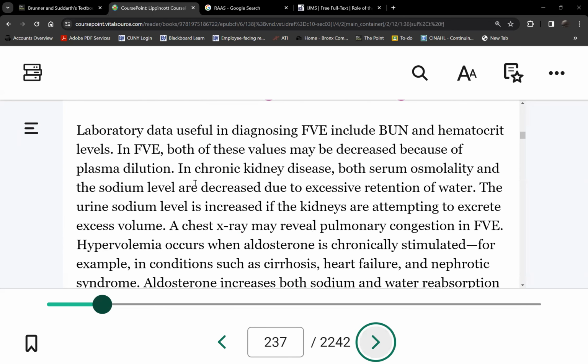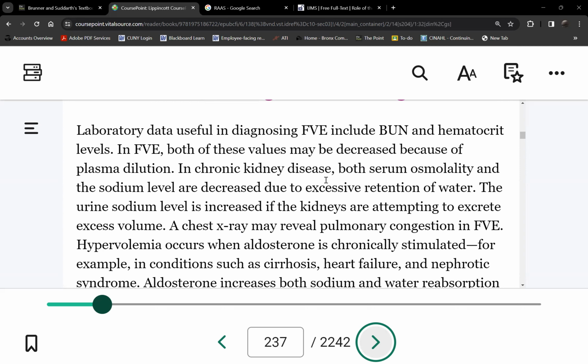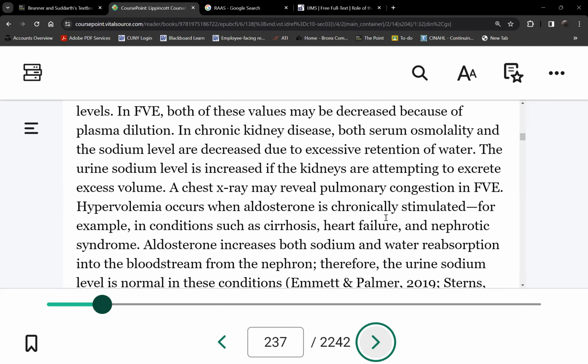And also remember table 10-4, the previous page? It was up and down rather than side by side. So the first row was the dehydration, and then fluid overload was on the second row. So here are some laboratories again. We already went over what they are.